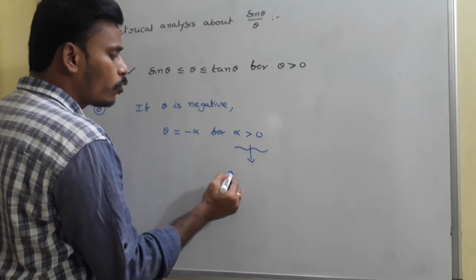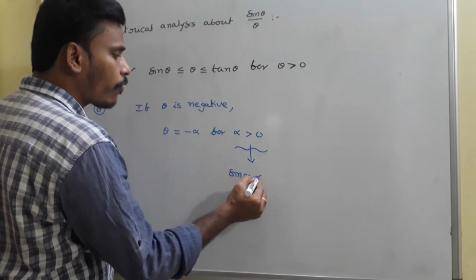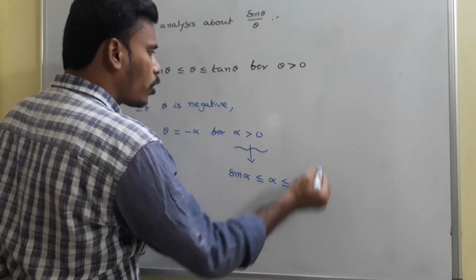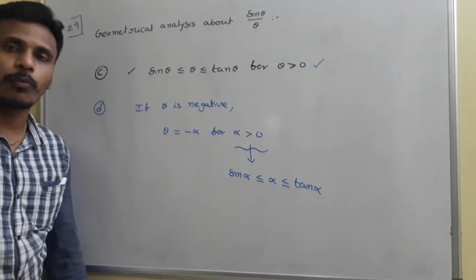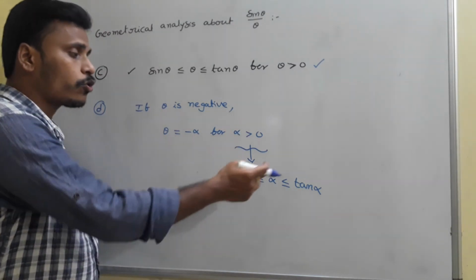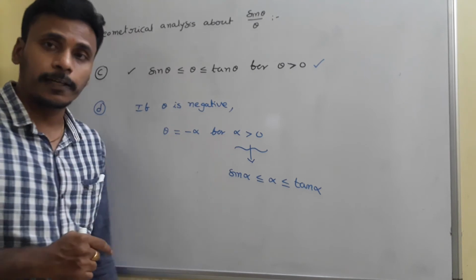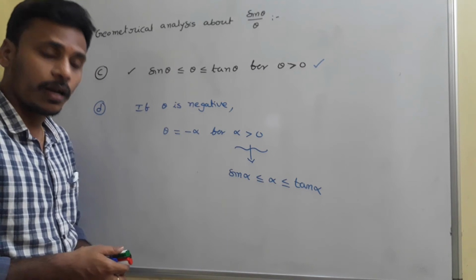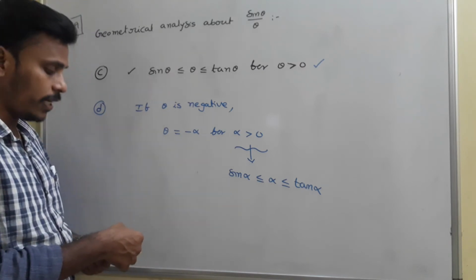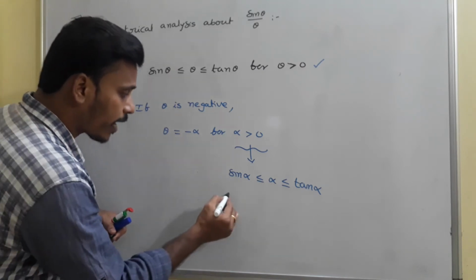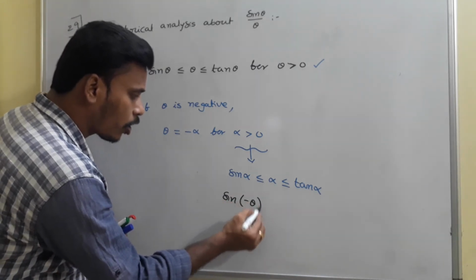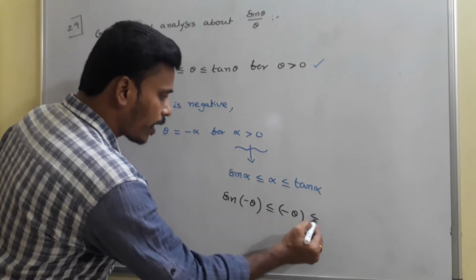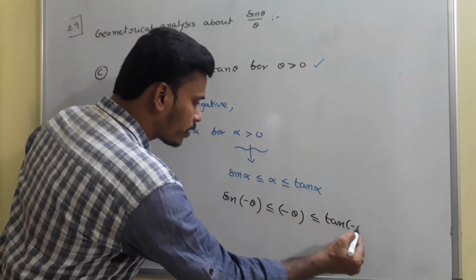Since alpha is positive, from the above statement we have that sin alpha is less than or equal to alpha is less than or equal to tan alpha, because this particular statement is true for all the positive angles. So since alpha is positive, this is correct. But we need it for theta. Since theta is negative, we considered that theta as minus alpha. Now replace this alpha with minus theta. Then what will happen? So sin of minus theta, because alpha is minus theta, is less than or equal to minus theta, less than or equal to tan of minus theta.